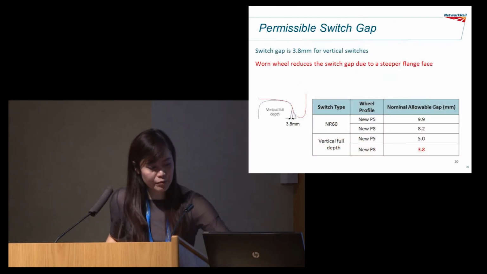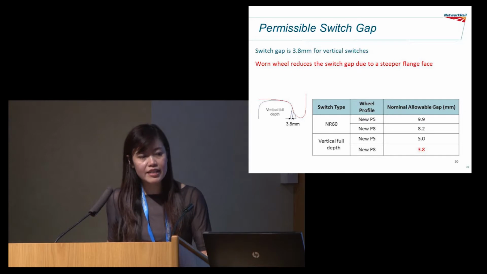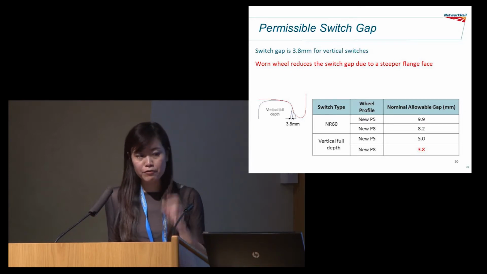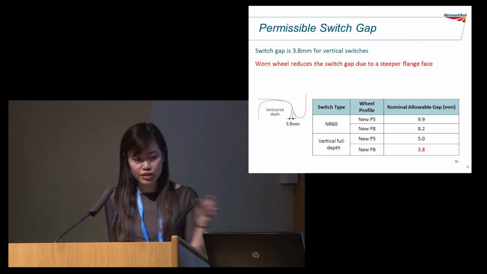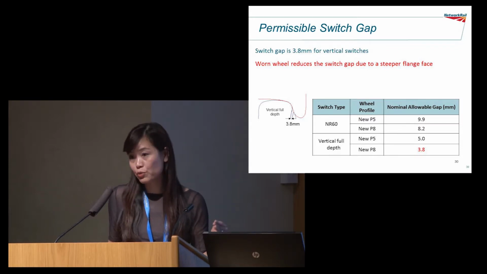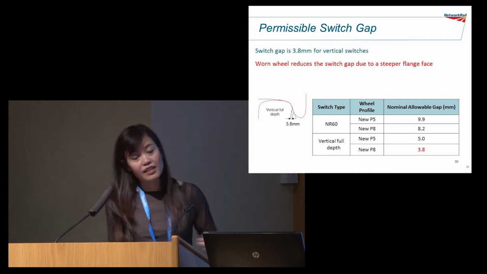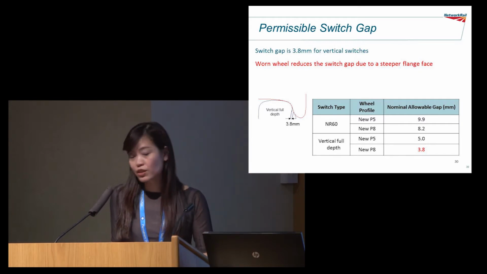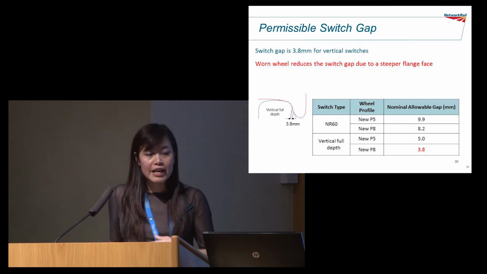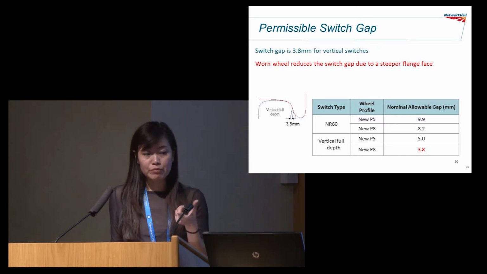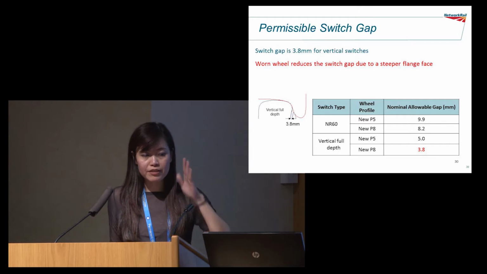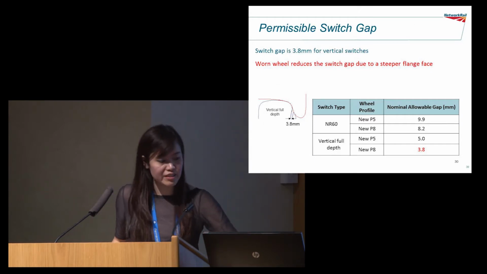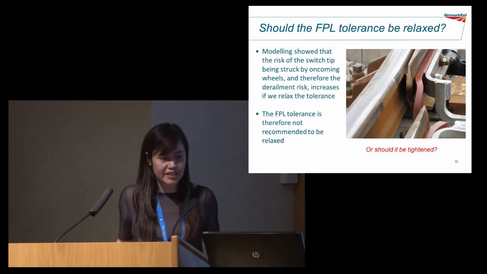I found that the switch gap is 3.5 mil for vertical switches. That's how far you can open the switch until the wheel strikes it. But that's using a new P8 switch and new P8 wheel profile. If you have a worn wheel, that gap will reduce because the flange face of the wheel is steeper. So in fact, we are near the borderline case.